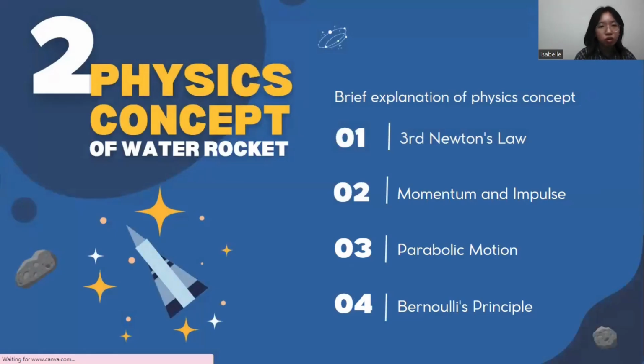The second topic of our presentation is the physics concept of the water rocket. A brief explanation of the physics concepts: we start with Newton's third law. The second one is momentum and impulse. The third one is parabolic motion, and the last one is Bernoulli's principle.